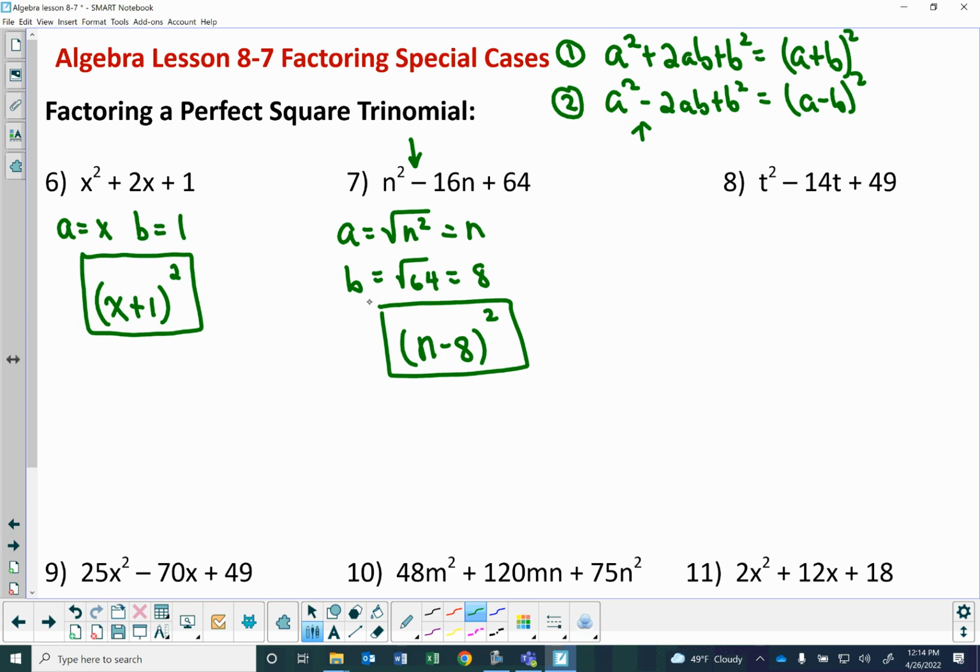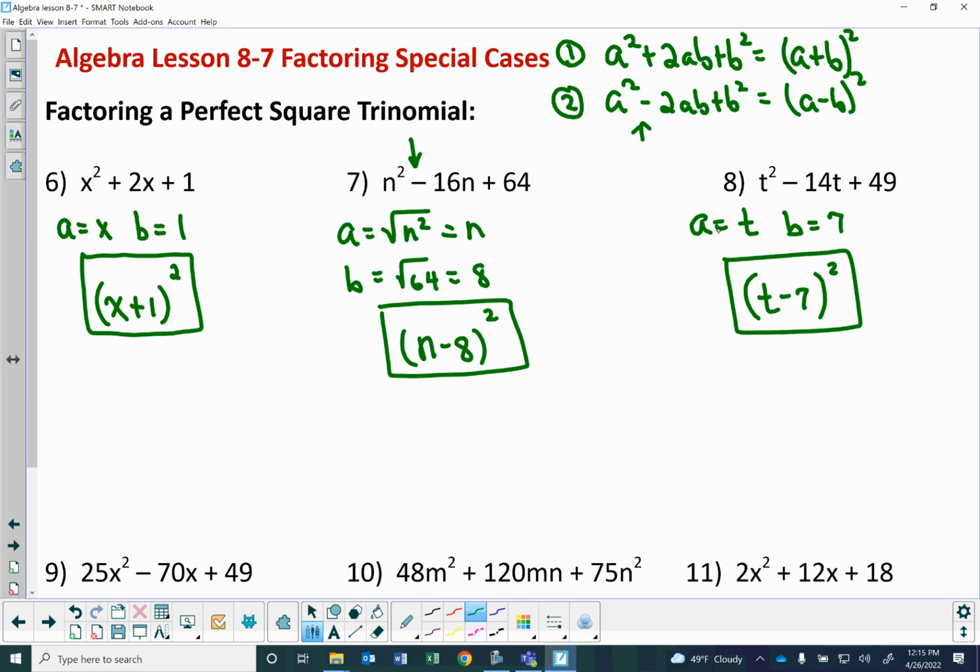Number 8. The square root of t squared is t. The square root of 49 is 7. My middle term is 2 times 7 times t, or the opposite of it. So this is a perfect square trinomial. All right, so my a term is going to be t. My b term is going to be 7. Since it's a minus, I'm going to use formula number 2. So this is going to be t minus 7 quantity squared.